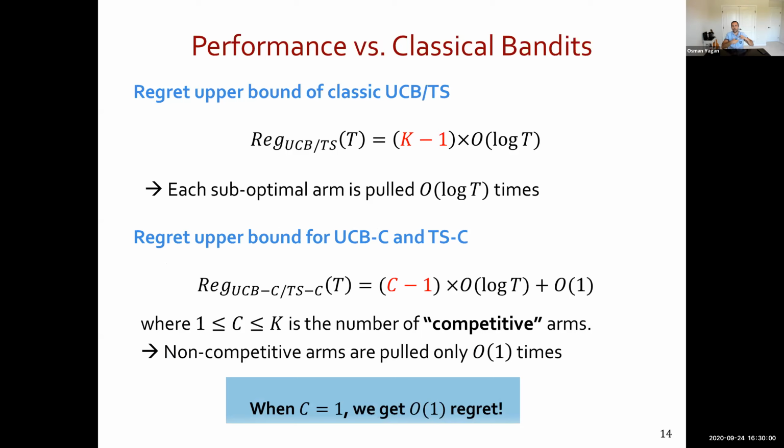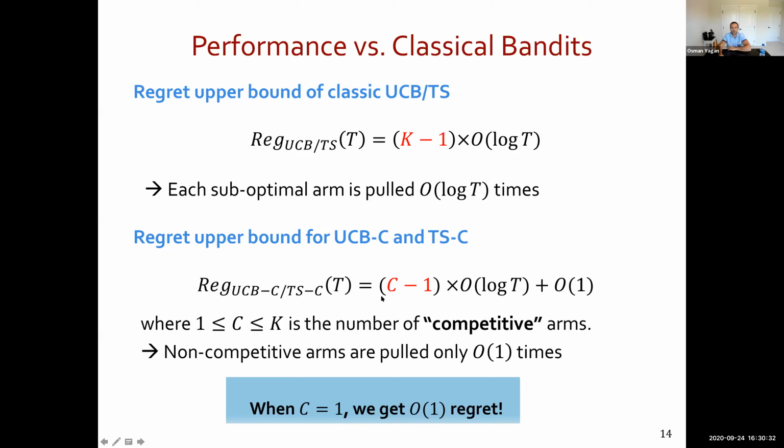So if you remember, the classic setting tells us that there are k arms, one of them is optimal, and each of the remaining k-1 arms, you will be pulling on the order of log t times. So each suboptimal arm, you keep pulling infinitely often with decreasing frequency, so that if you play this game t rounds, you end up pulling each suboptimal arm roughly on the order of log t times. For the algorithms that we propose, this is not the case.